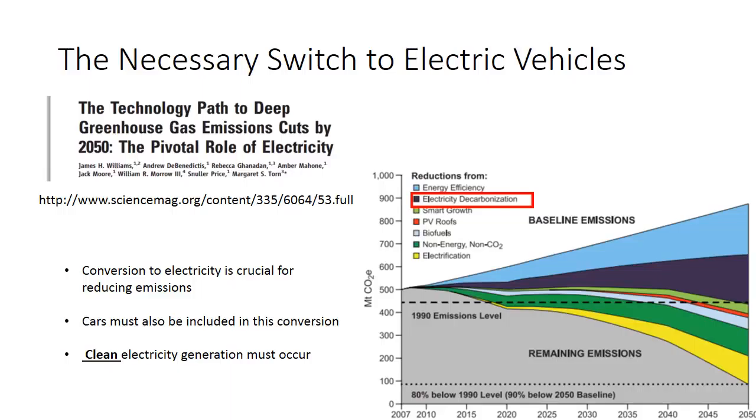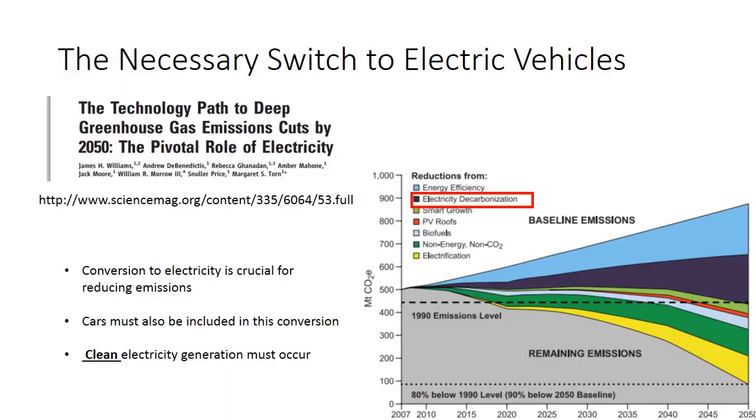The first one of these is electricity decarbonization, which is taking the electricity that is produced and moving it from carbon sources, such as coal-fired power plants, to renewable sources, such as wind or solar panels. The other way that you can make deep greenhouse gas emission cuts is by electrification of vehicles, which is shown as the yellow portion of this graph.